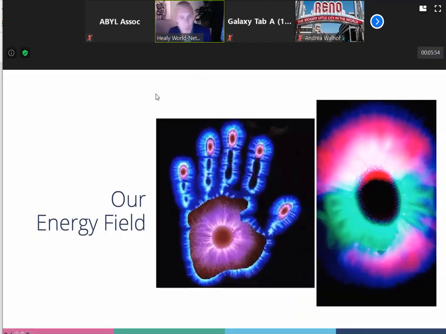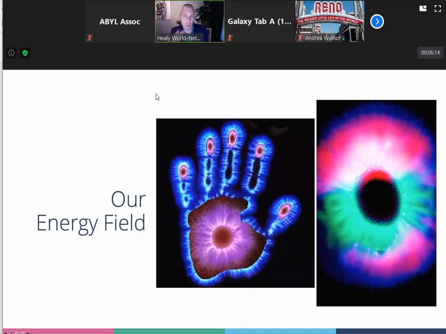Okay, so we have an energy field. The Kirlian camera can register that energy field. So they can make photos of the photons that are coming from your energy field. So you see the nice energy that a hand has.